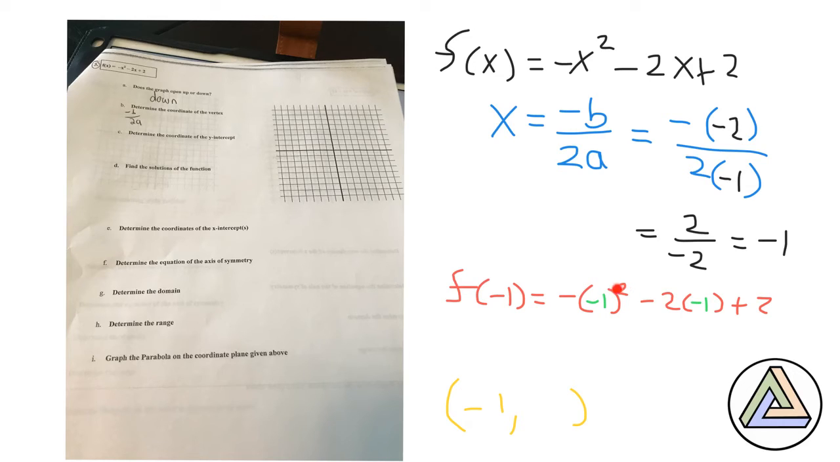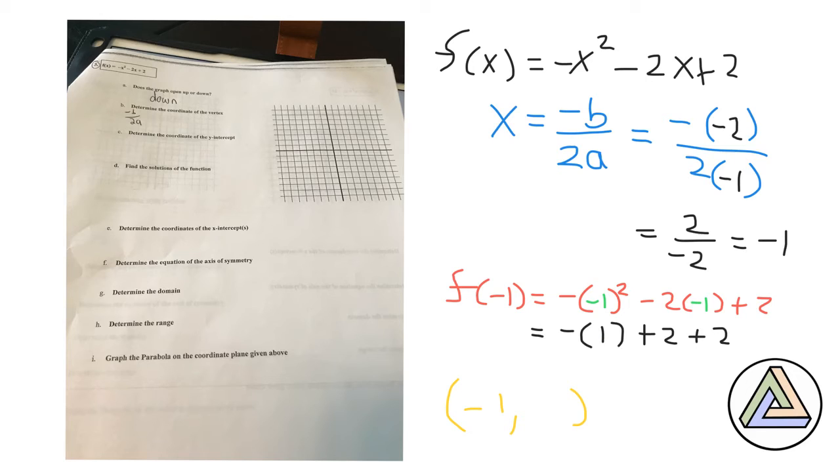Using PEMDAS, we know we want to apply this exponent here first. So this actually becomes a positive 1. We're going to represent that in the next step. It's a negative, what? Negative positive 1. And then this is kind of a weird debacle. That's a negative 2 times a negative 1. What does that become? A positive 2. And then we have this positive 2 right here left over. So this is going to be a positive 2.